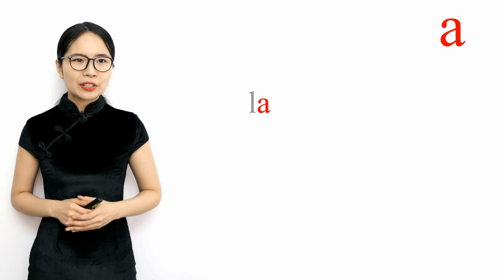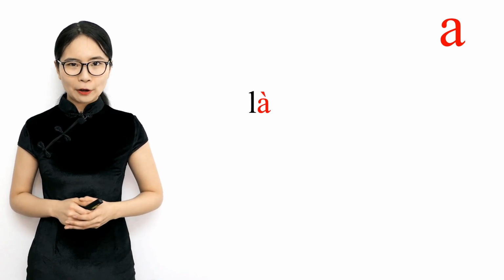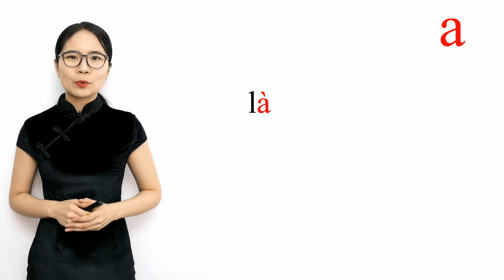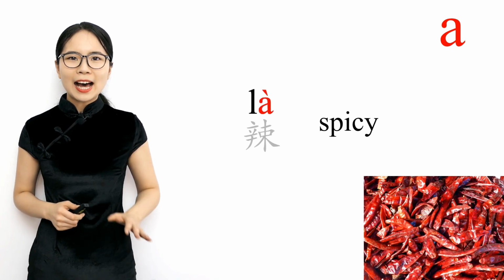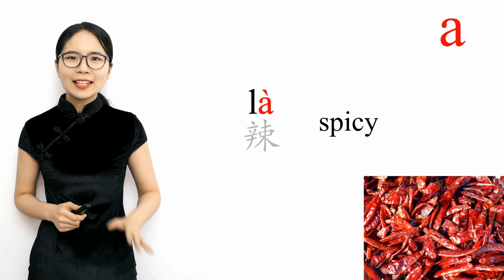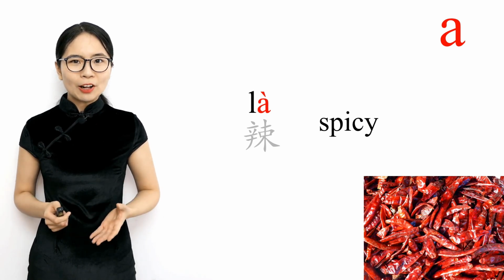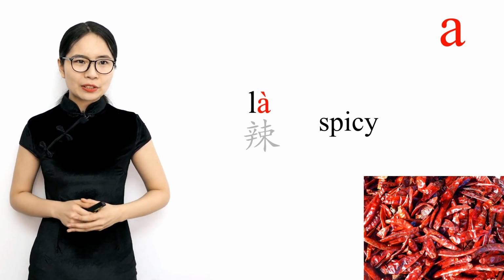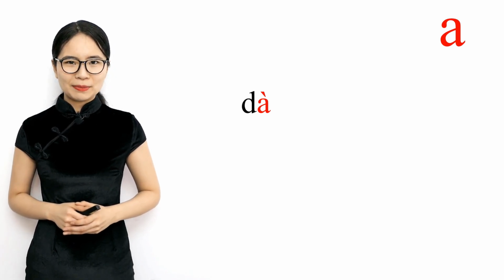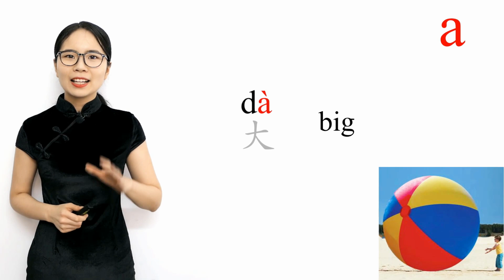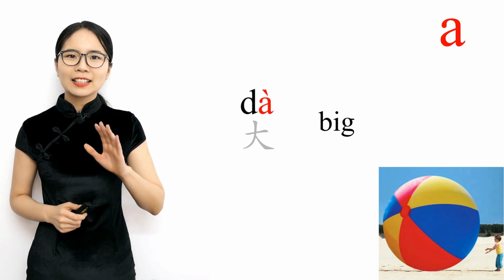Let's build another word with the final a. If I add the initial l and the fourth tone, the falling tone, I get the word la, which means spicy. La. And now, if I replace the initial l with d, I get the word da, which means big. Da.